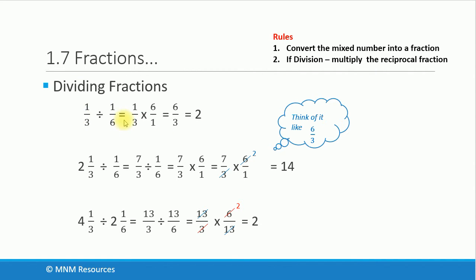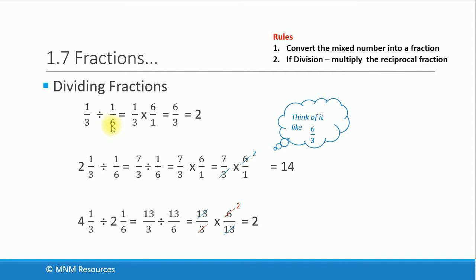So in this first example, 1 by 3 divided by 1 by 6, are we dealing with mixed numbers? No, we're not. We're dealing with simple numbers. That's right. So we don't have to convert any mixed numbers into simple fractions. So we can move on to step 2, which is to multiply the first fraction by the reciprocal of your second fraction. So what's the reciprocal of a fraction?